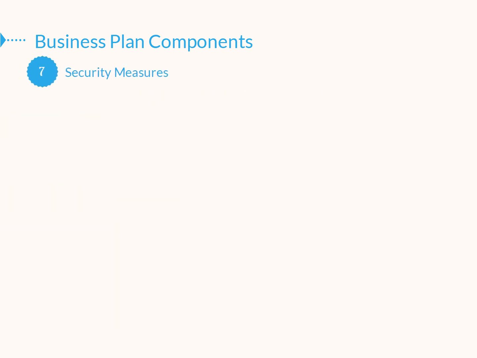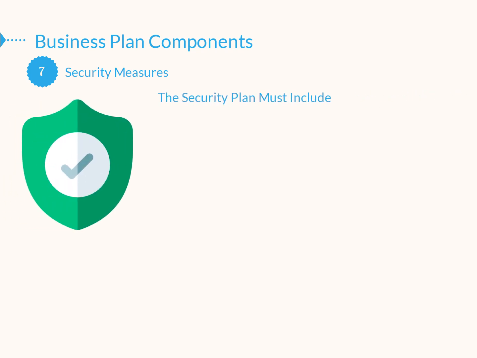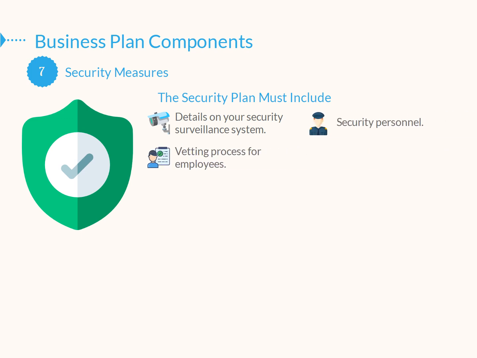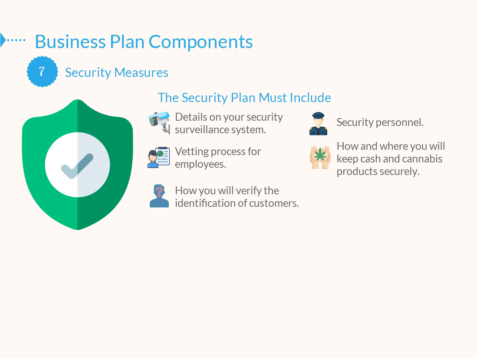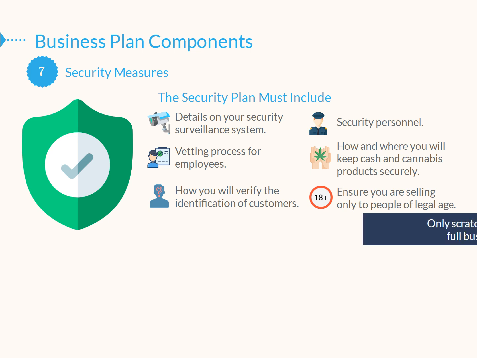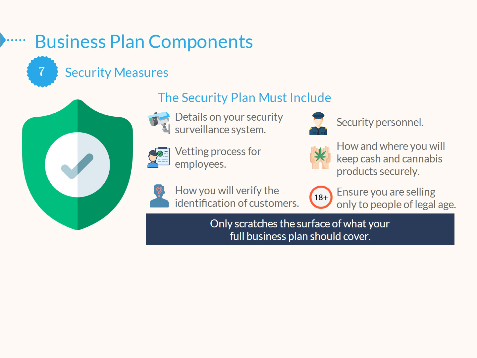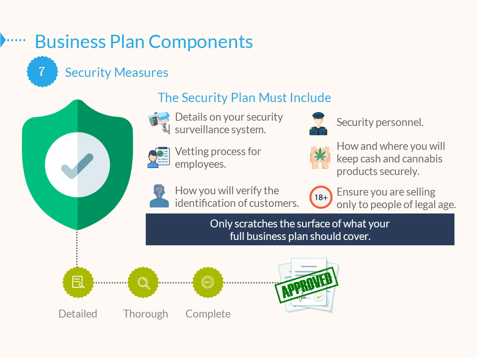7. Security measures. The security plan must include details on your security surveillance system, security personnel, the vetting process for employees, for example, background checks, etc., and how and where you will keep cash and cannabis products securely. You also must mention how you will verify the identification of customers and ensure you are selling only to people of legal age. While this should get you off to a great start, it only scratches the surface of what your full business plan should cover. The more detailed, thorough, and complete your plan is, the higher the likelihood your licensing application will be approved.